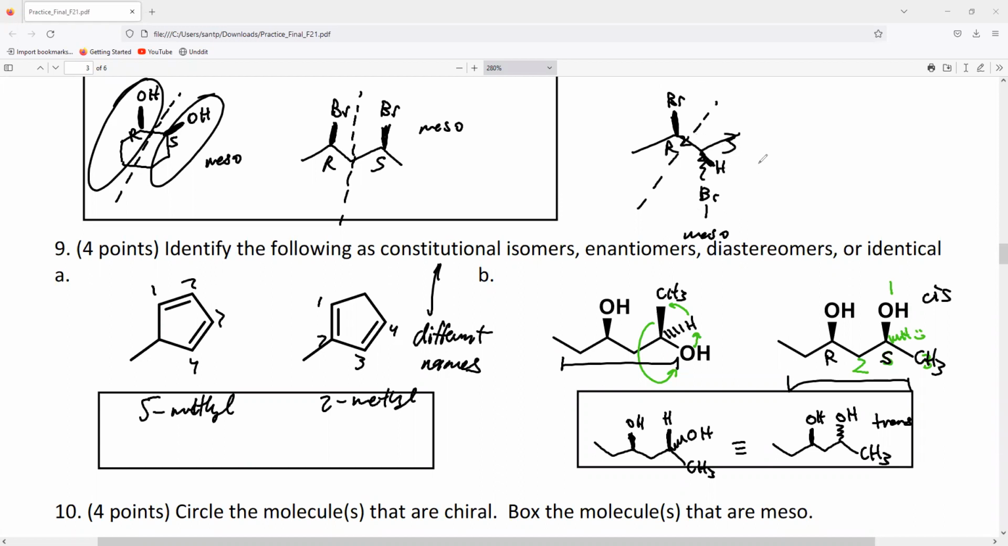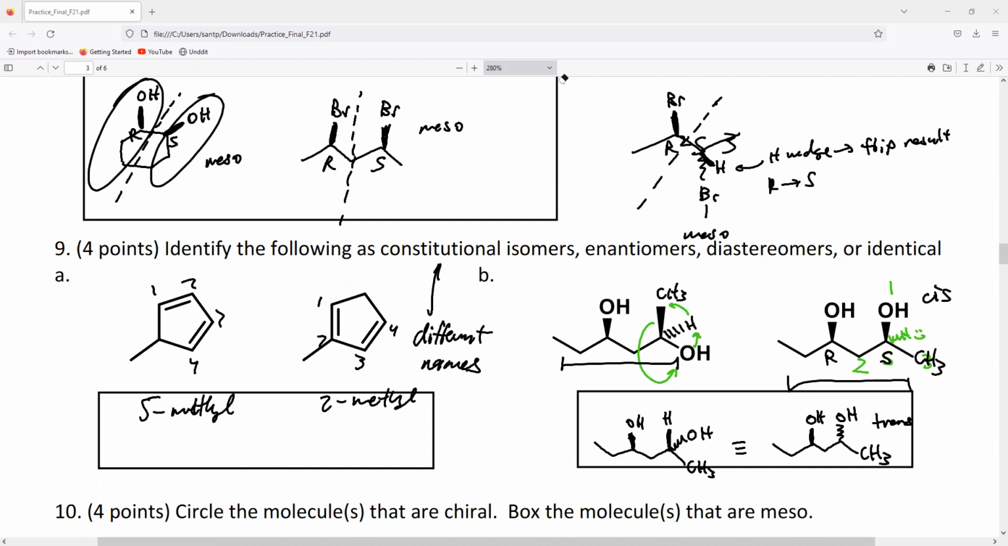H is in the front. So whenever H is a wedge, we just flip our result. So H wedge, flip result. So this R becomes an S. So this is an RS molecule. So this is in fact meso. So this is one way that you can do it, the most empirical method, right? Just set the centers, and if it follows the meso rule, it's meso. Okay, so we could do that.